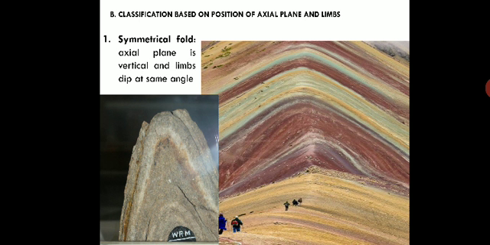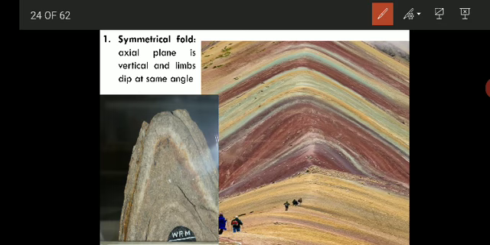Next classification is based on the position of axial plane and the limbs. So we know what is axial plane, the plane which divides the fold into two equal halves, and the limbs are the sides of the fold. So based on that, there are different types of folds. The first one is symmetric fold or symmetrical fold.